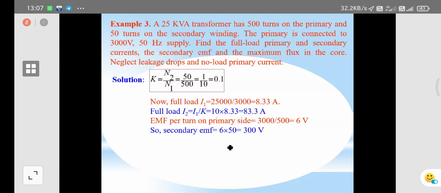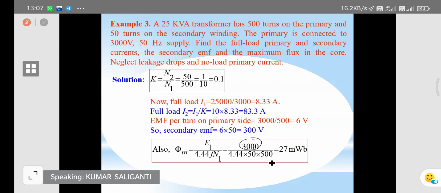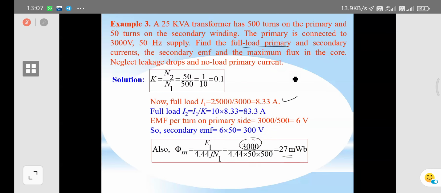Then phi m equals E1 by 4.44 f N1. From that you can get 3000 by 4.44 into 50 into 500 turns, which is 27 milliwebers. So what we have to find: the full load primary current, which we already got, the secondary current we got, the secondary EMF, and the maximum flux in the core. The maximum flux in the core here is 27 milliwebers.